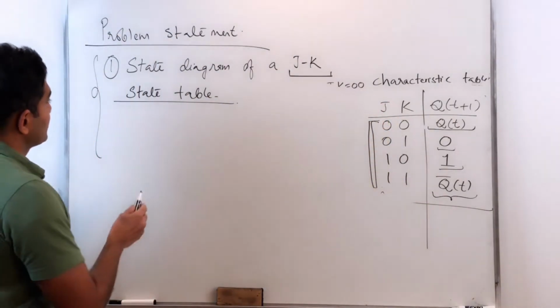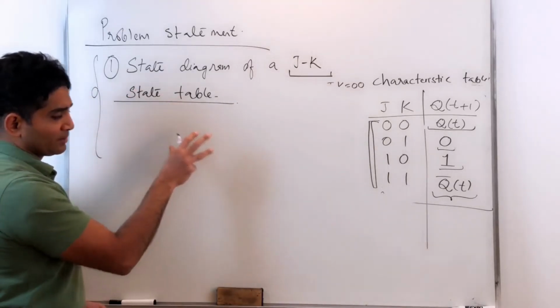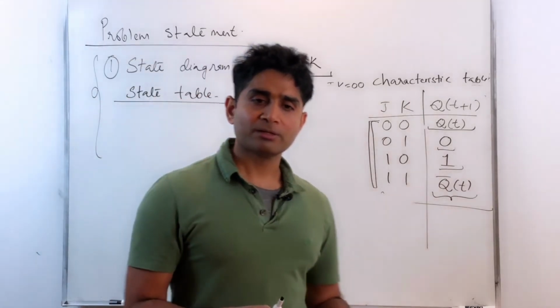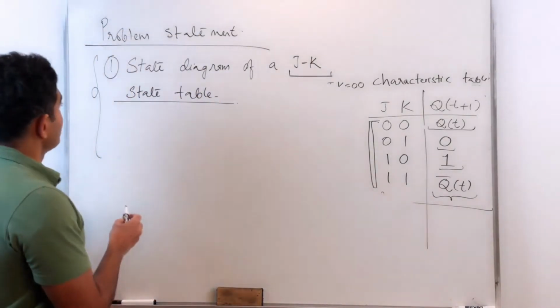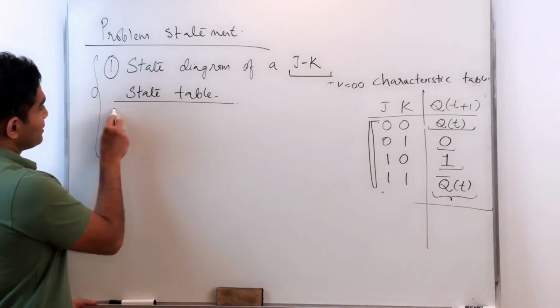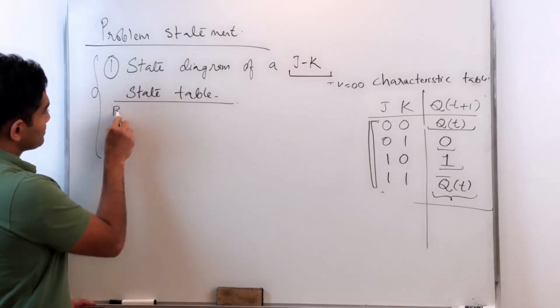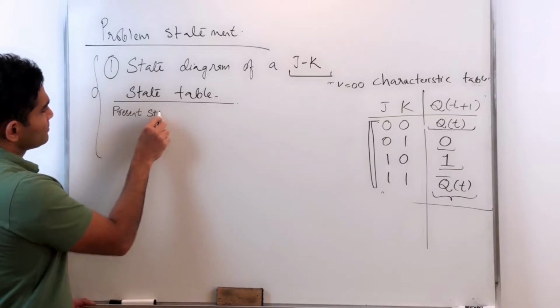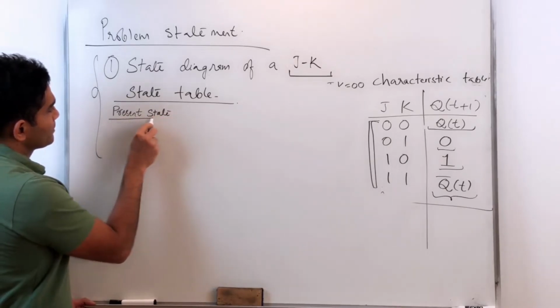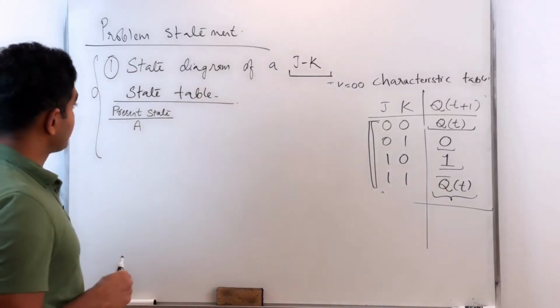Okay. So the components of the table are these. This is the exact format that you will be using every time you're doing the state table. First you start with the present state. That's the first column of your table. That is represented by your state variable A. In this case, we only have one state variable A.